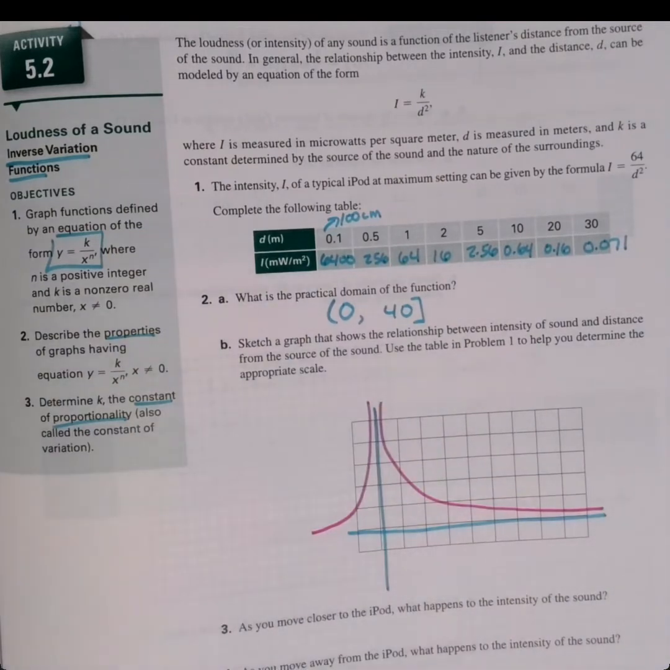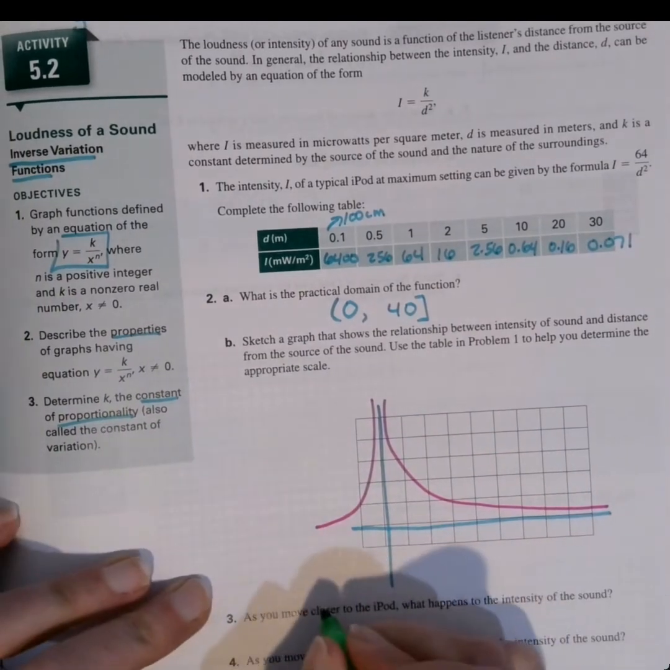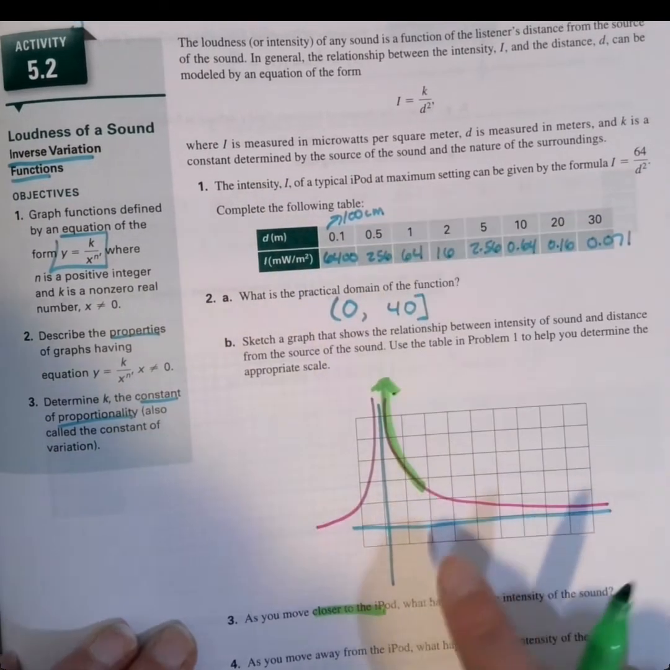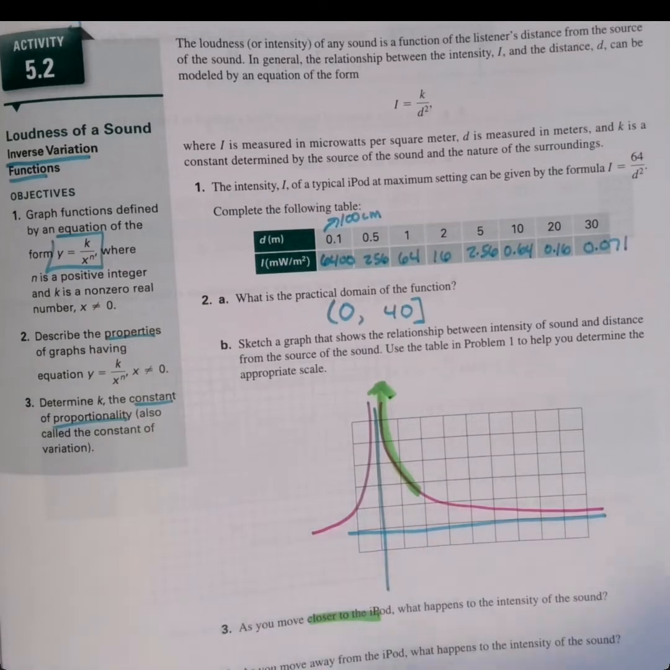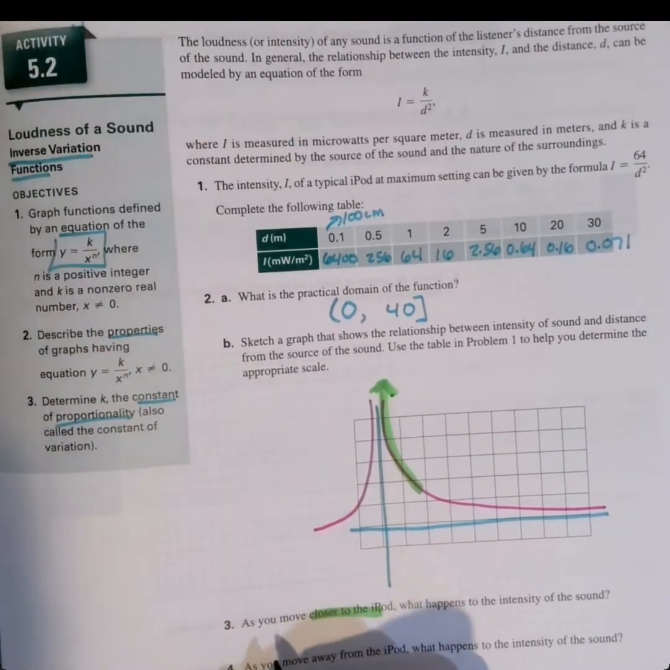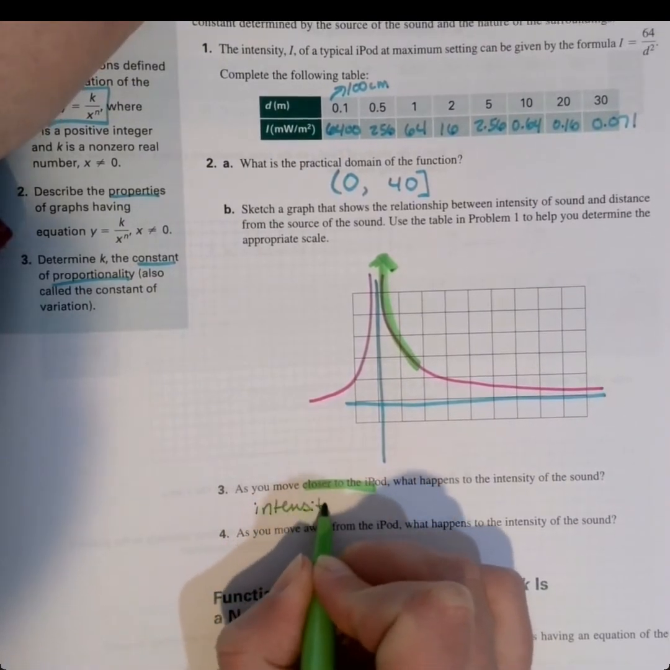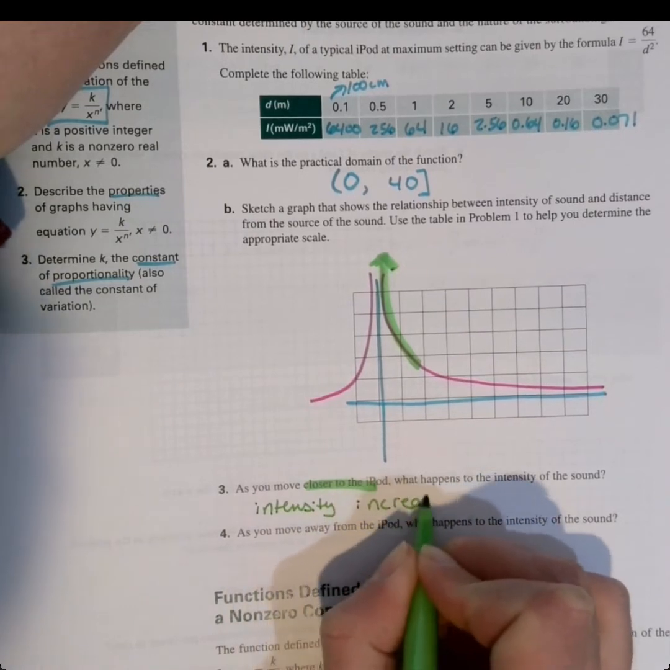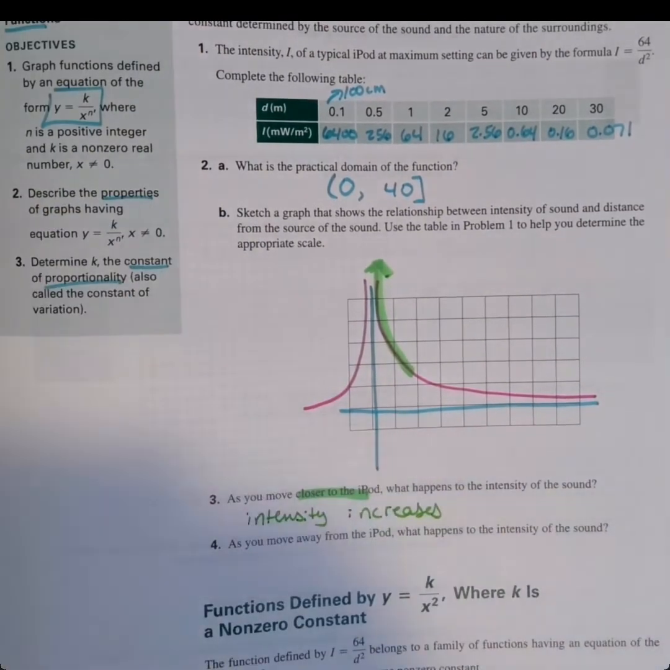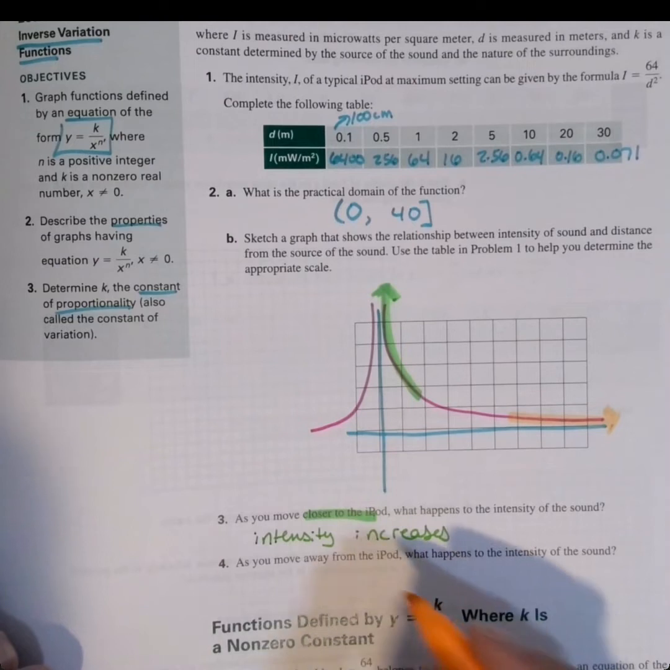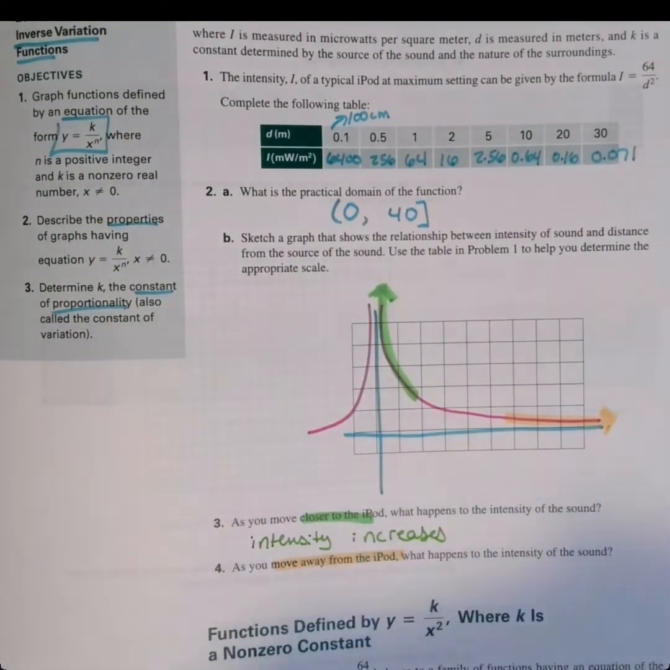Okay, so as I move closer to the iPod, when I get closer to the iPod, this is happening, right? I'm getting closer to the iPod. So what's happening to the output values? The output values get larger, right? So the intensity gets larger, or intensity increases. Then they say if you move away from the iPod, what happens? So if I move away from the iPod, I'm in this section of the graph. If I move away from the iPod, I'm going to say that the intensity approaches 0, gets close to 0.